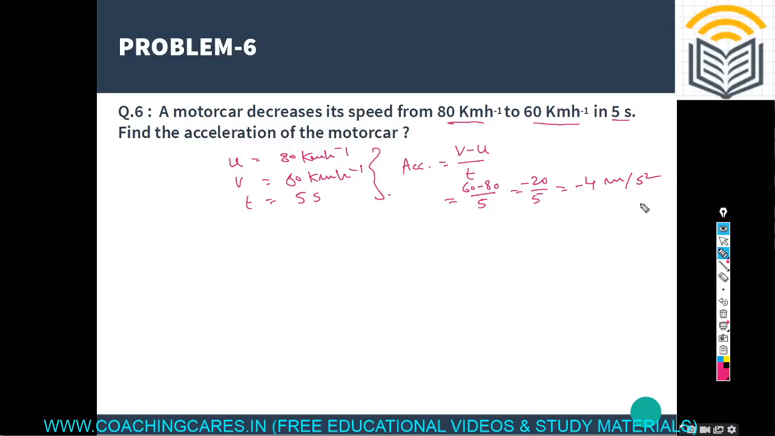So acceleration is negative. You have to remember this. This is called negative acceleration, or we can say this is a retardation. Under retardation or negative acceleration, speed decreases, so acceleration is in the negative direction.